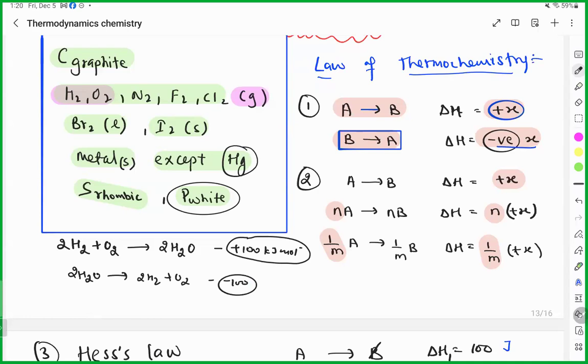Right? If A to B energy is plus X and then you multiply with n, then the H value will also be n into X. Same n times multiply. If you multiply by 1 by n, your final energy will also be multiplied by 1 by n. Any doubt, guys?